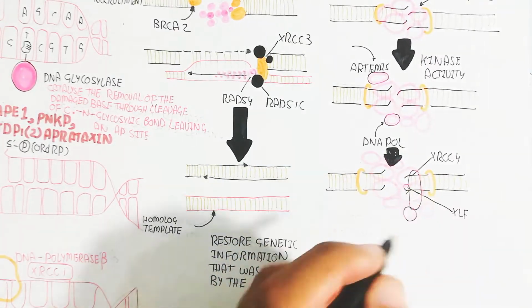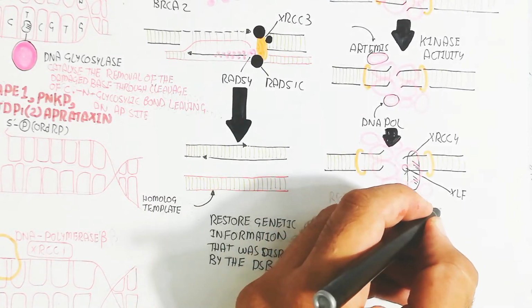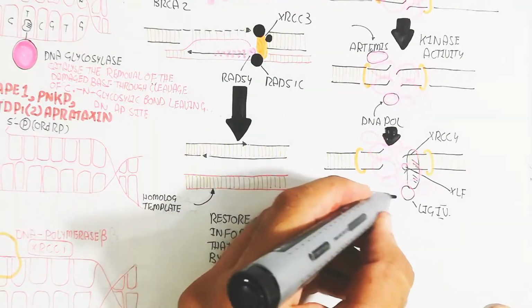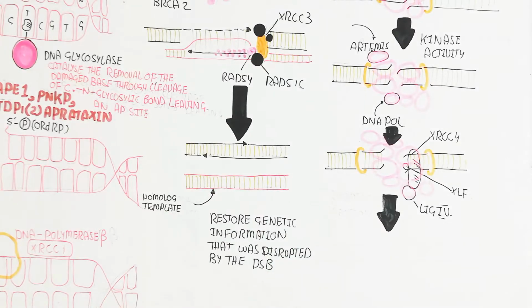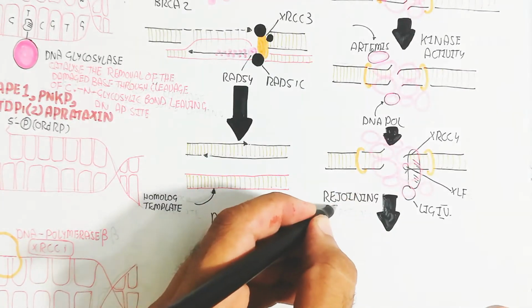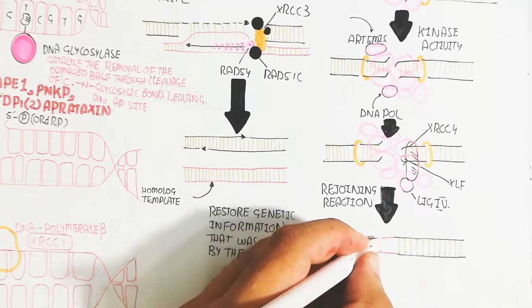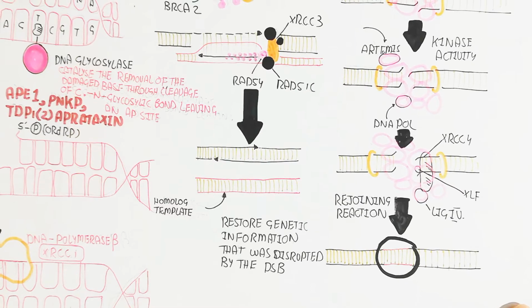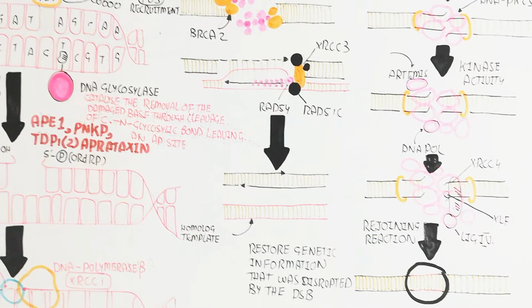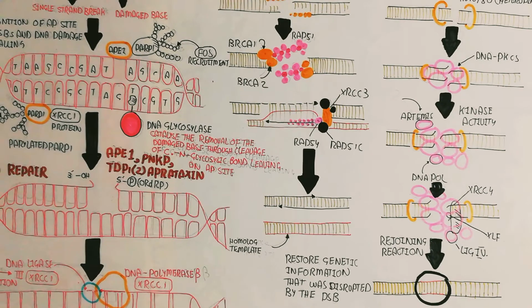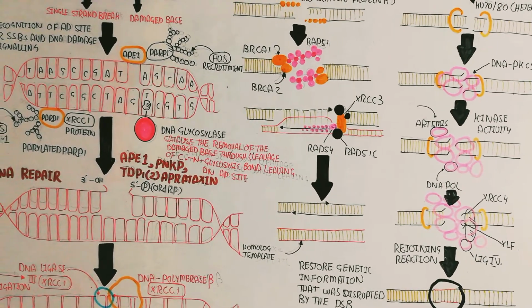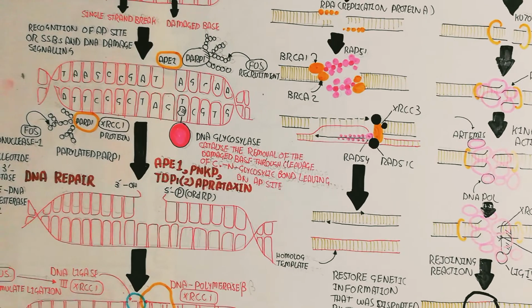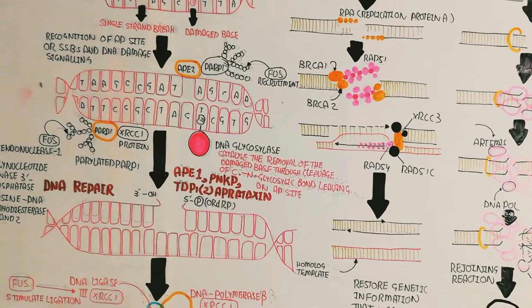Here you can see XLF and XRCC4 are involved, and the ligase enzyme is involved for ligation after the complete polymerization and nucleotide formation, and the gap will be repaired through ligation. If damage is not repaired, cancer-causing gene activation or other damage and disease-causing effects can occur. So remember, in this video we have discussed base excision repair and single strand break repair as well as double strand break repair.